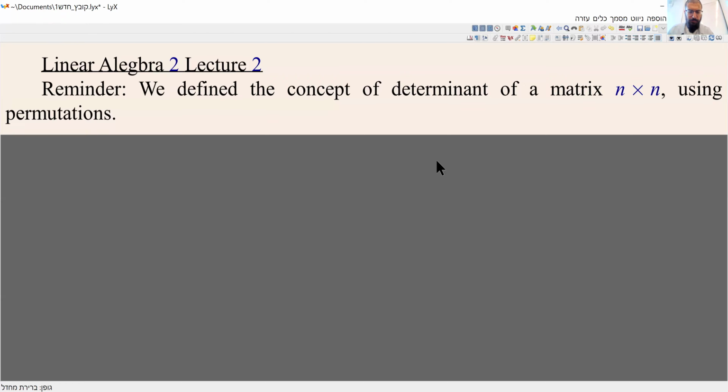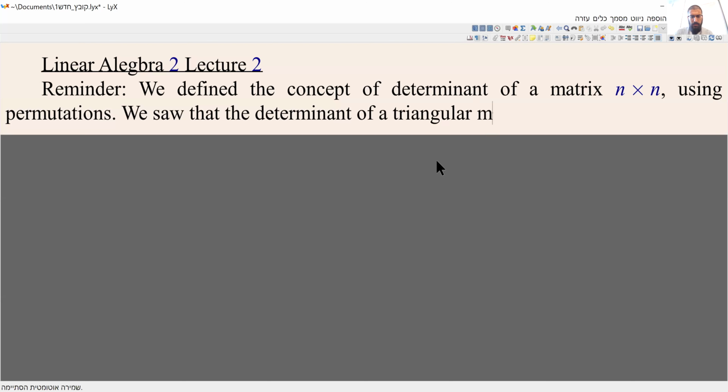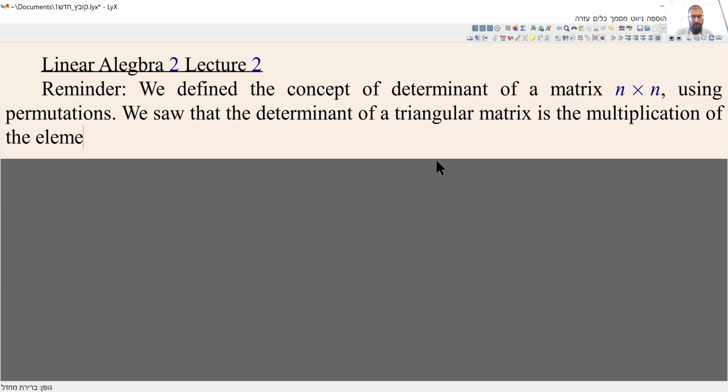We saw that the determinant of a triangular matrix is the multiplication of the elements of the diagonal.